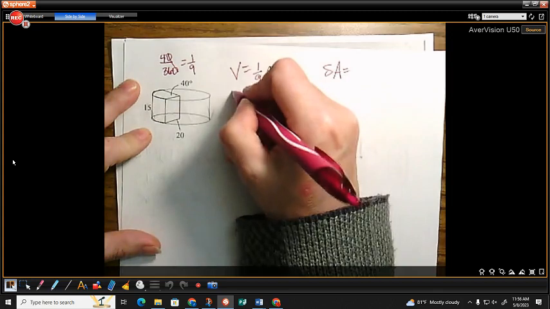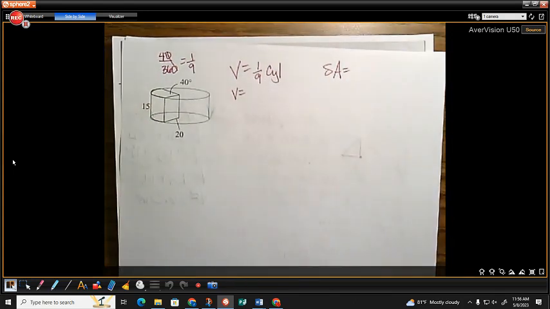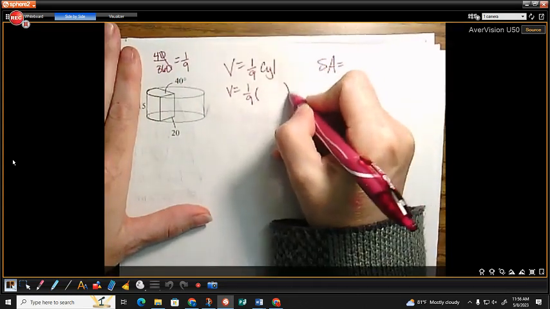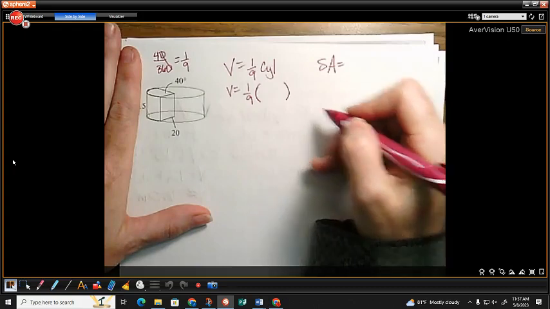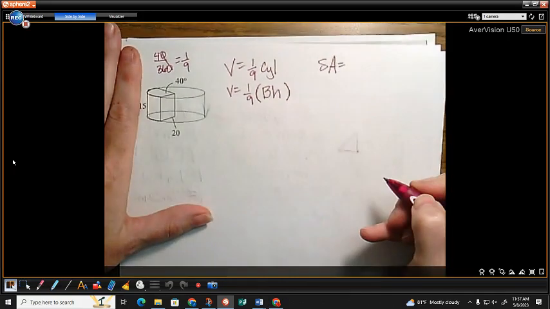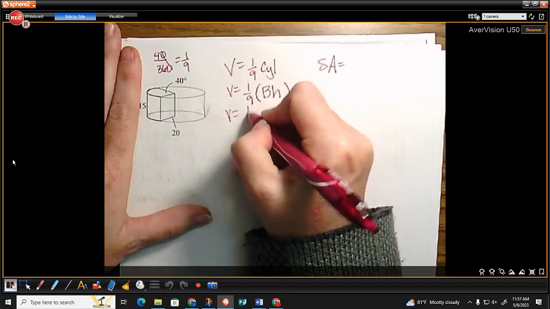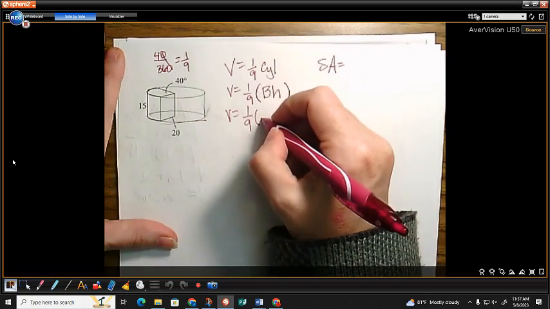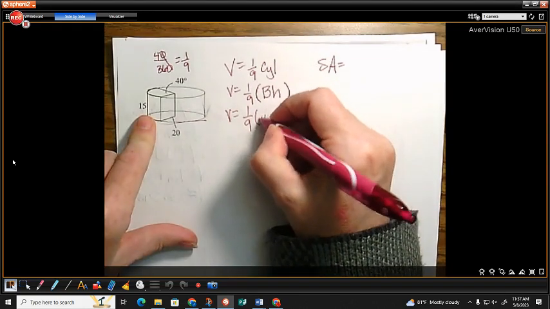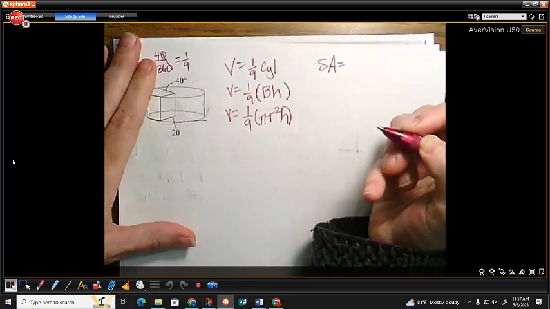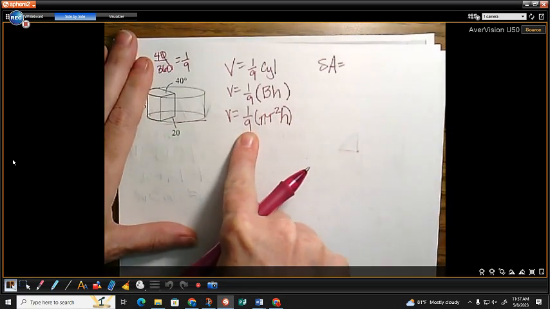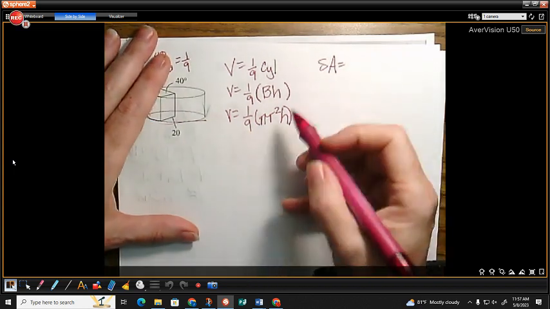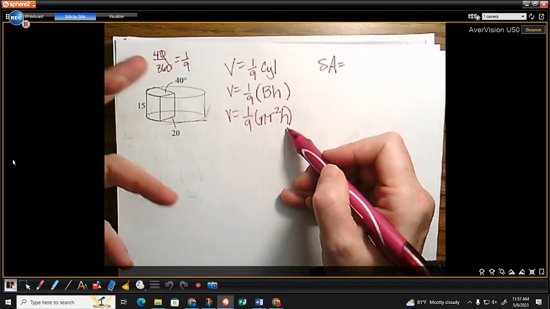Remember, volume is always the simpler one. So I need to do 1/9. Well, what's my cylinder formula? Your cylinder formula is based on height: area base times height. So my volume will be 1/9 of, how do I do the area of this base? It's a circle, so it'd be pi r squared times height. But I've got the 1/9 in front of it to give me just the slice of cheese that I want. And then you plug in your radius and your height and get it from there.